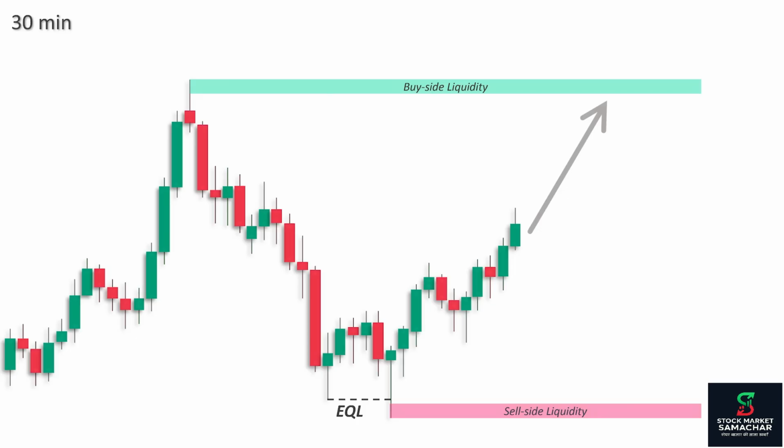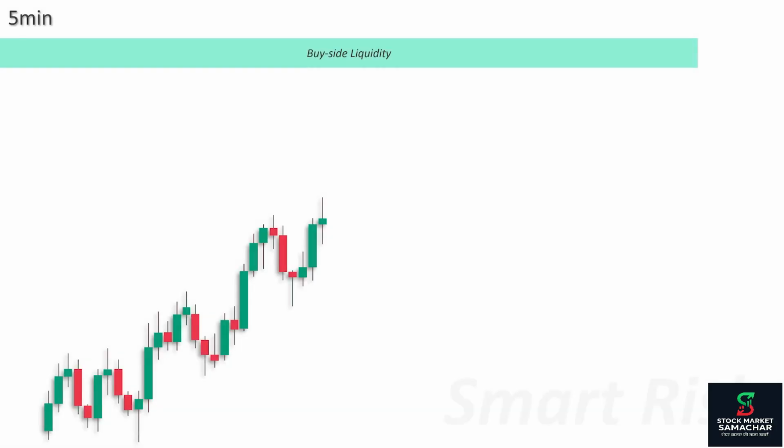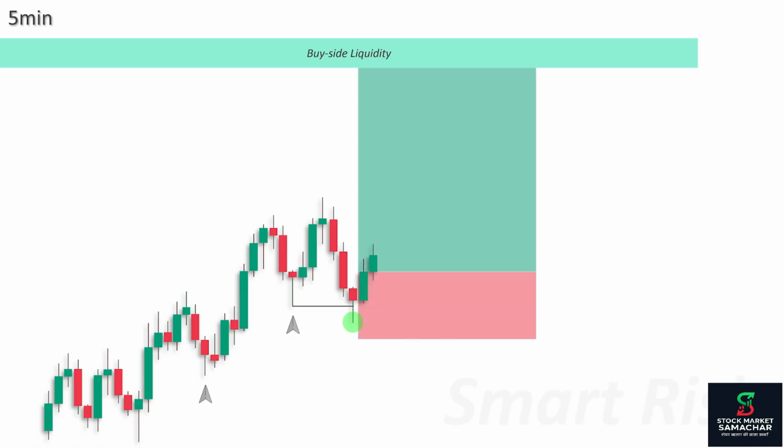The next step is identifying a liquidity grab in the opposite direction of our draw on liquidity, this time on the 5-minute chart. So, let's switch to the lower time frame. Keep in mind that the buy-side liquidity is above us. Now, we're looking for a swing low to be taken out, which signals potential upward continuation. You can enter the trade right after the price returns inside the range.